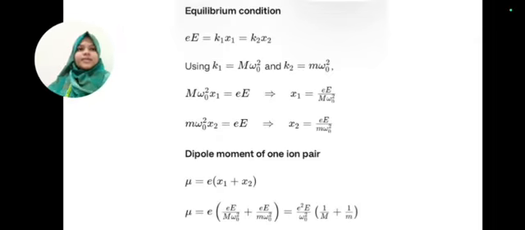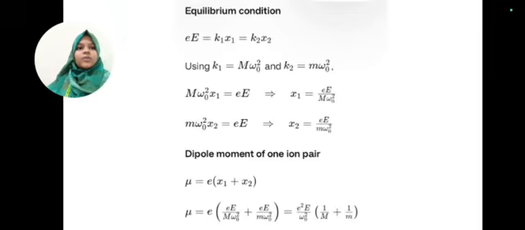Equilibrium condition. Small e E equals K1 x1 equals K2 x2. Using K1 equals M omega naught square and K2 equals small m omega naught square: capital M omega naught square x1 equals small e capital E, so x1 equals small e capital E divided by capital M omega naught square. Small m omega naught square x2 equals small e capital E, so x2 equals small e capital E divided by small m omega naught square.